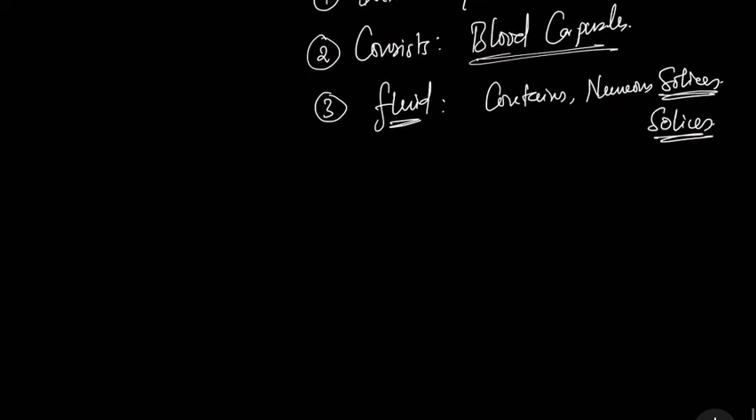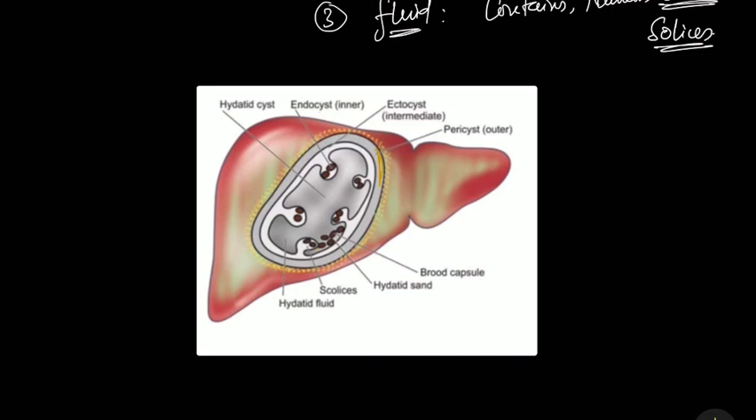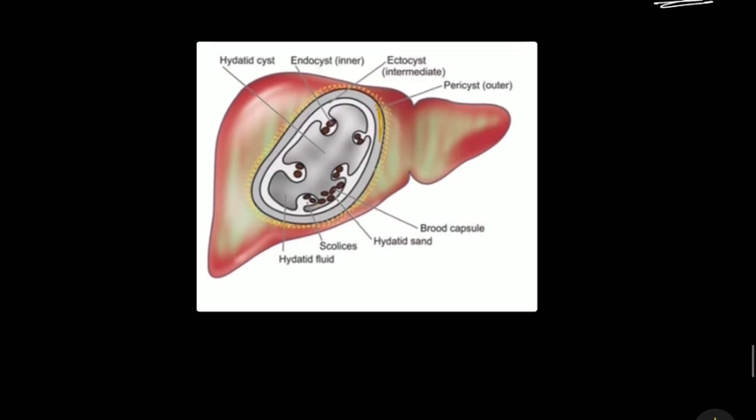Now let's look at the cross image. Coming to the cross features, the cross diagram. Let's start with the outermost layer, the pericyst, we see it here. The intermediate layer, the second layer, ectocyst, is over here. And the third layer, the innermost layer, endocyst, is this.